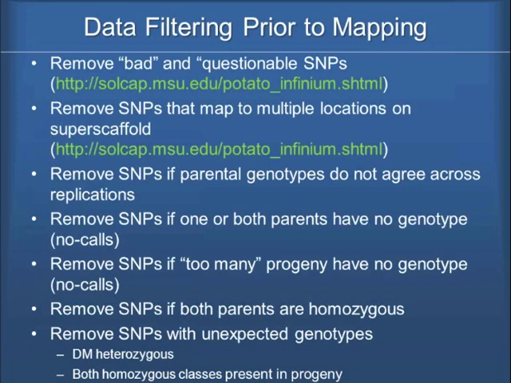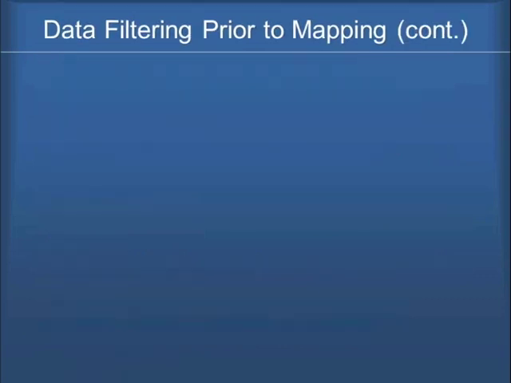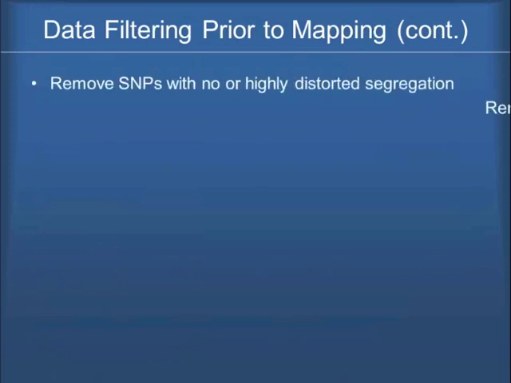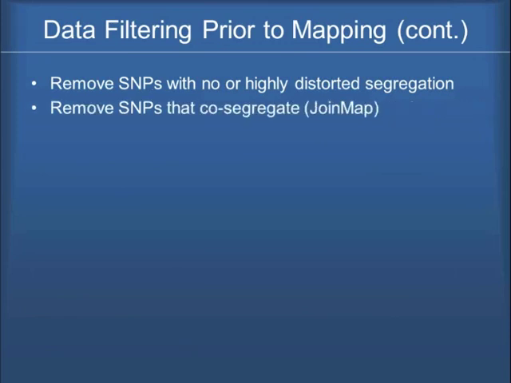We also then, and this was kind of subjective, if we felt there was too much missing data for a specific SNP, we decided to exclude it from the analysis. And of course, if the parents are both homozygous, we excluded it and removed unexpected genotypes. So if DM showed up as heterozygous, that's a pretty good clue that it wasn't good. We also removed ones that had highly distorted segregation or no segregation.